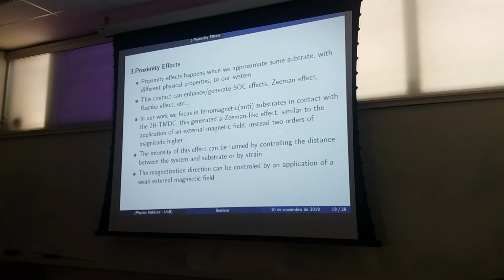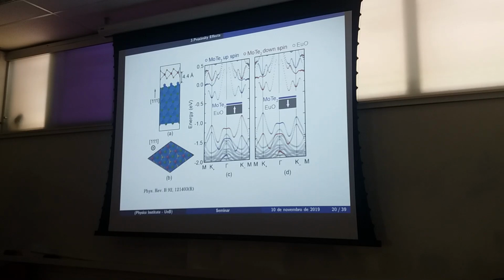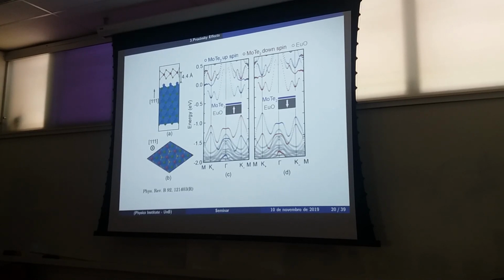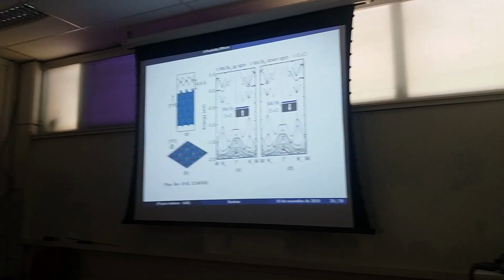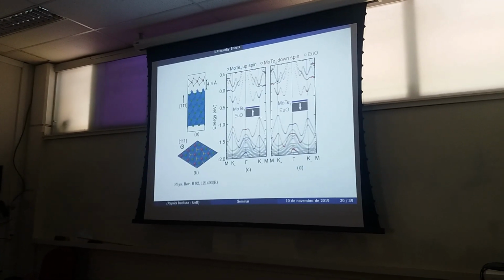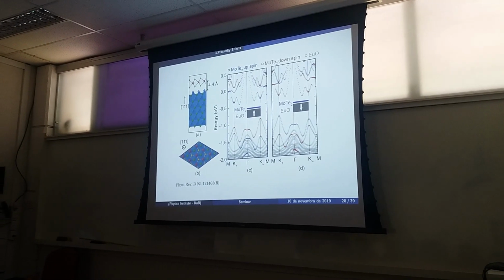And we can control the proximity effect experimentally, only controlling the distance from the substrate to the material, and we're using strain. And you can control the direction using a weak magnetic field, 0.02 Tesla, something like this, very, very small. So here I'd like to show you some DFT results to explain why the effective Hamiltonian would be a good idea. So basically, here you are looking at two valleys, and you see that now the valleys have different energy and different splitting.